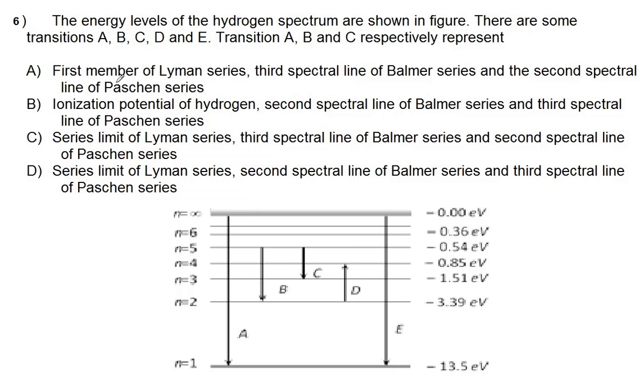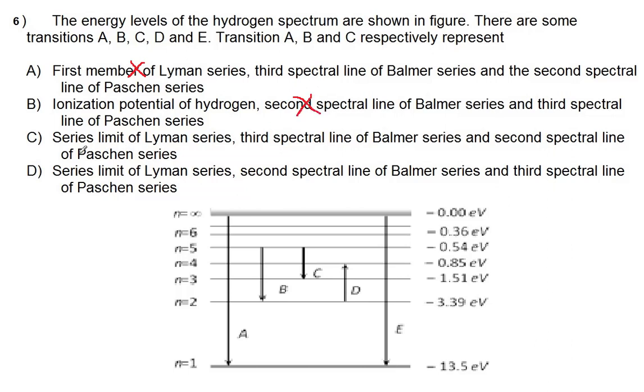So I will check the first option, the first member of the Lyman series. It is not the first member of the Lyman series, because the first member is from 2 to 1, not infinity to 1. Because the first itself is wrong, A is not the correct one. Number 2, ionization potential of hydrogen. Then the second spectral line of the Balmer series. But see, for the second spectral line of the Balmer series, n1 is 2, but what about n2? n2 should be 4, but here n2 is 5. So even this is incorrect.